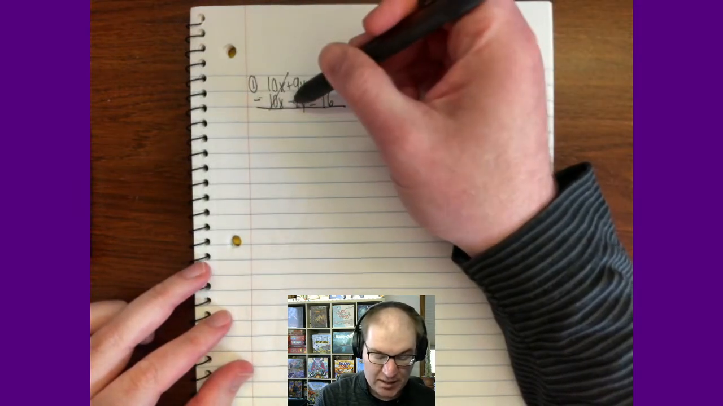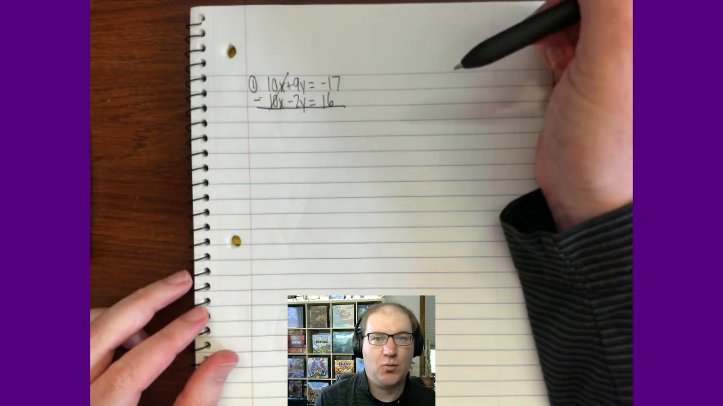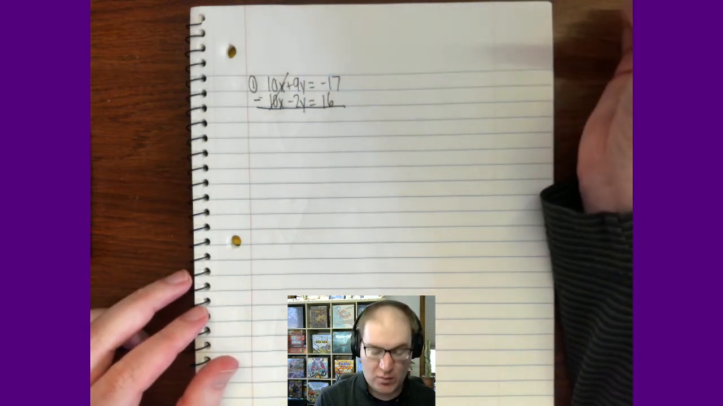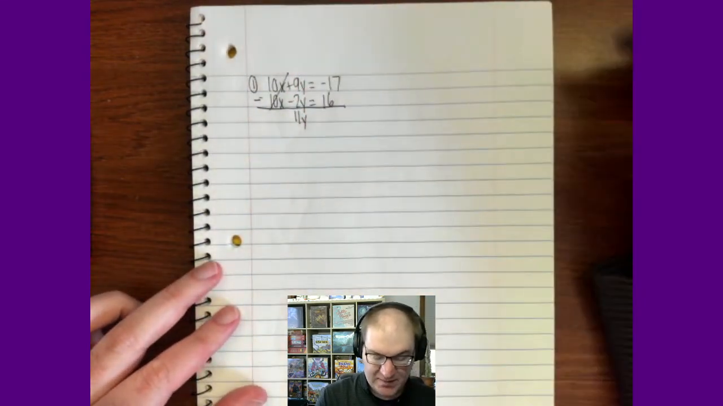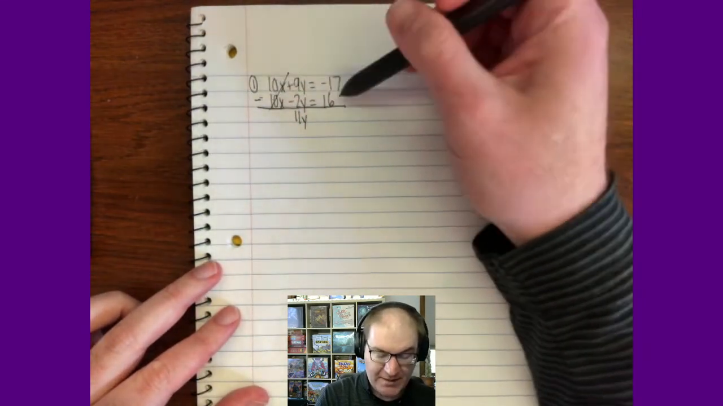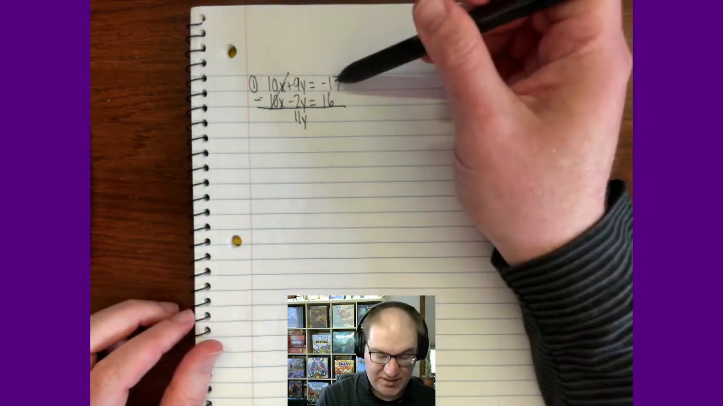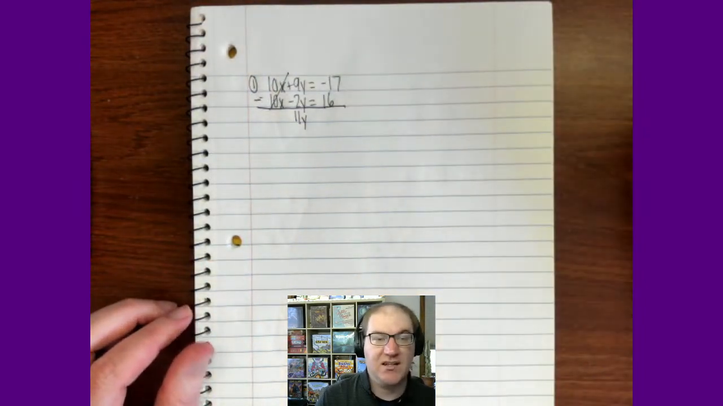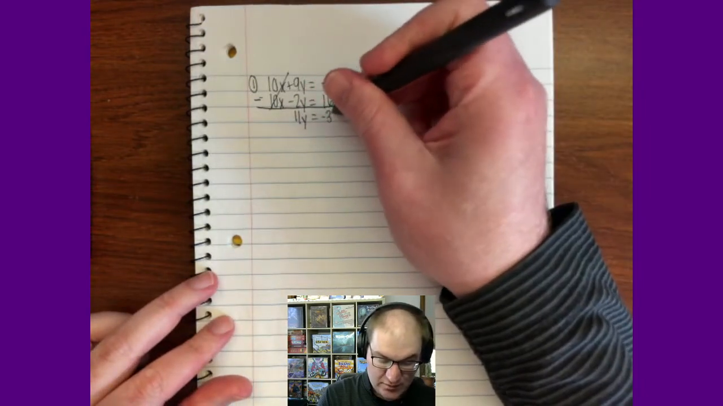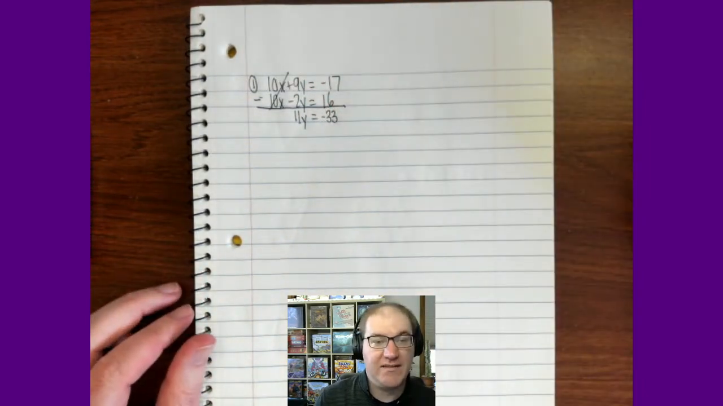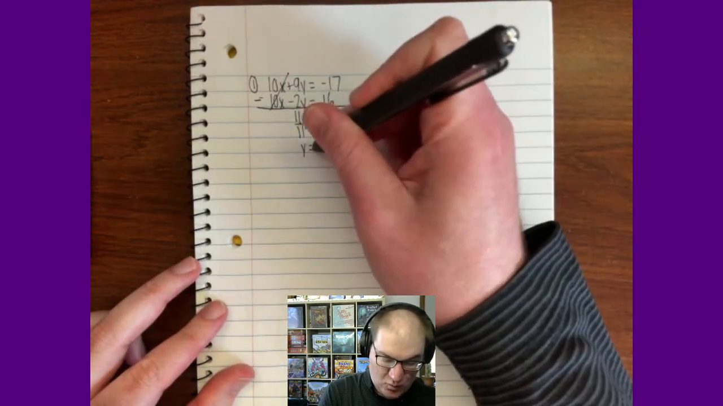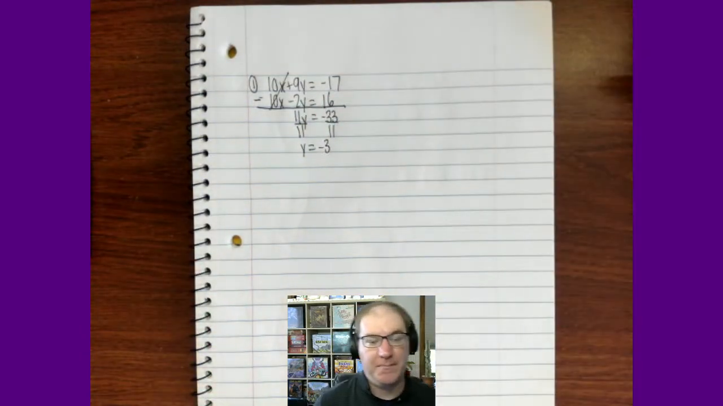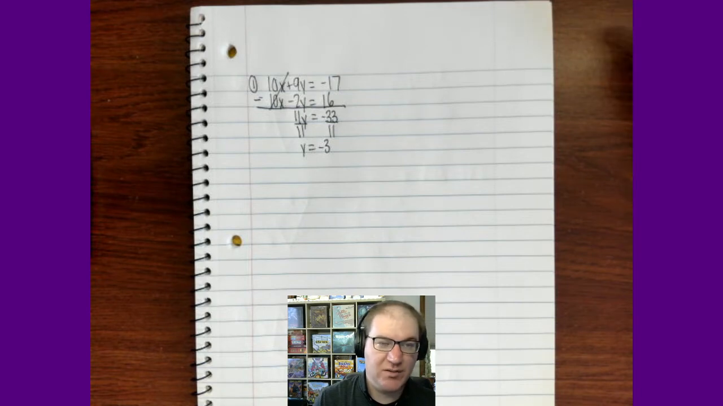9y minus a negative 2y. That's really 9y plus 2y, right? So that'd be 11y. And negative 17 minus 16. I have negative 17 of something, and then I'm losing 16 more. That's going to be a negative 33. So 11y is equal to negative 33. Now I'm going to divide both sides by 11, and we found out that y is negative 3 in this problem. Now that's only half the work to solve a system of equations using elimination method.